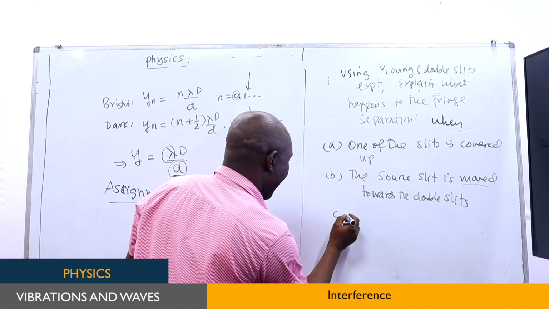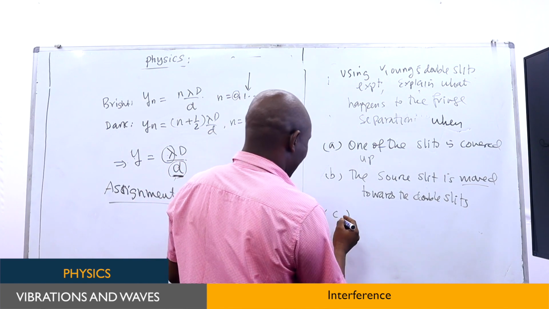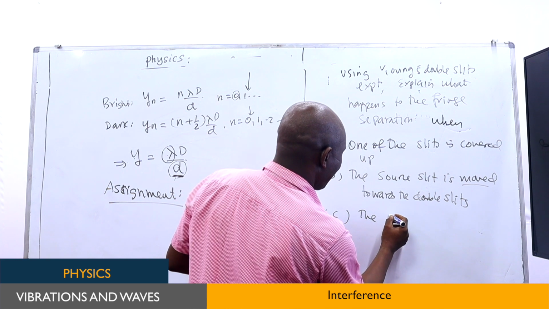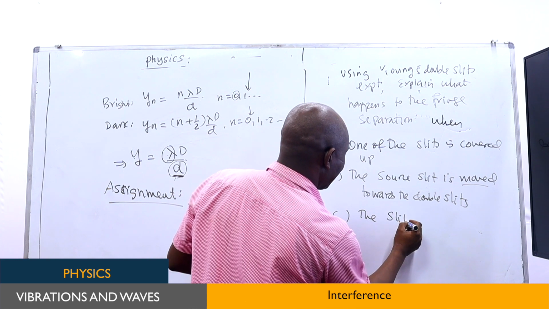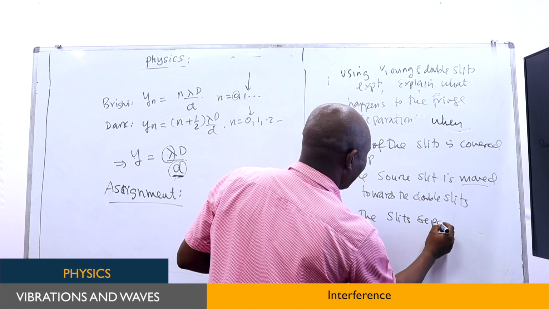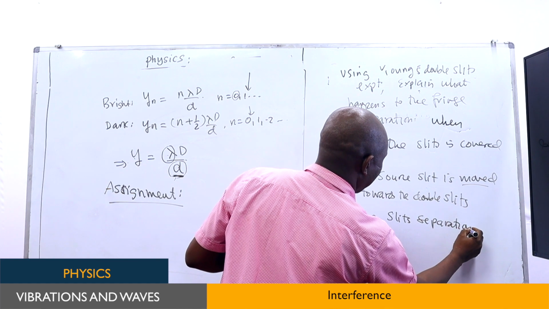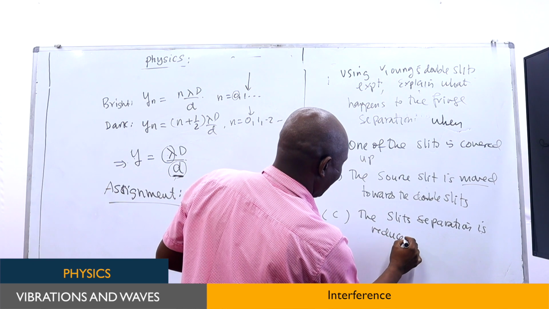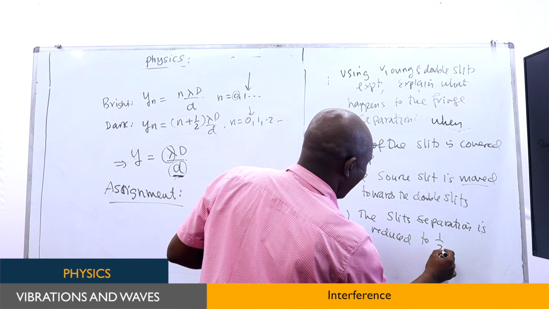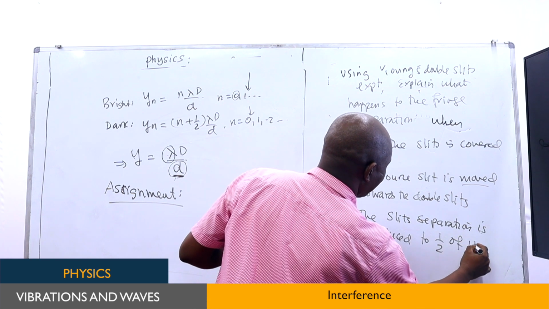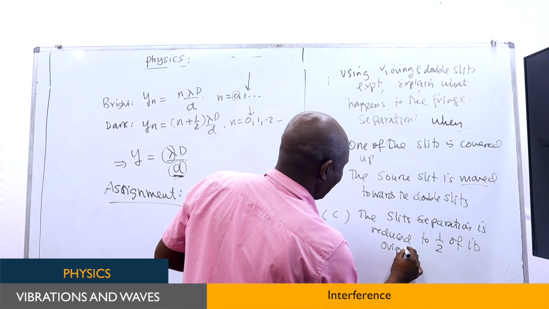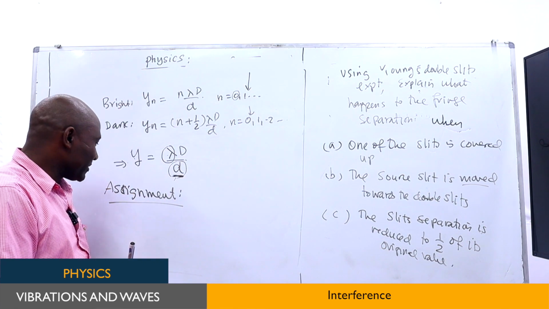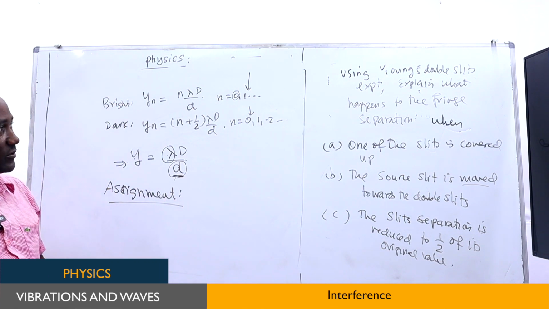Part C. And the slit separation is reduced to half of its original value. Okay, let's see now. This is the part of the assignment. You can try to check whether you can solve those questions.